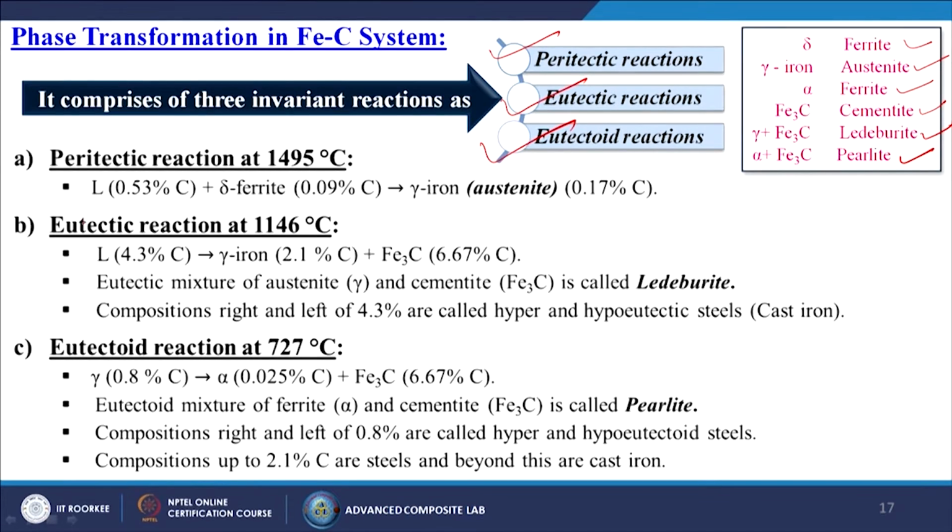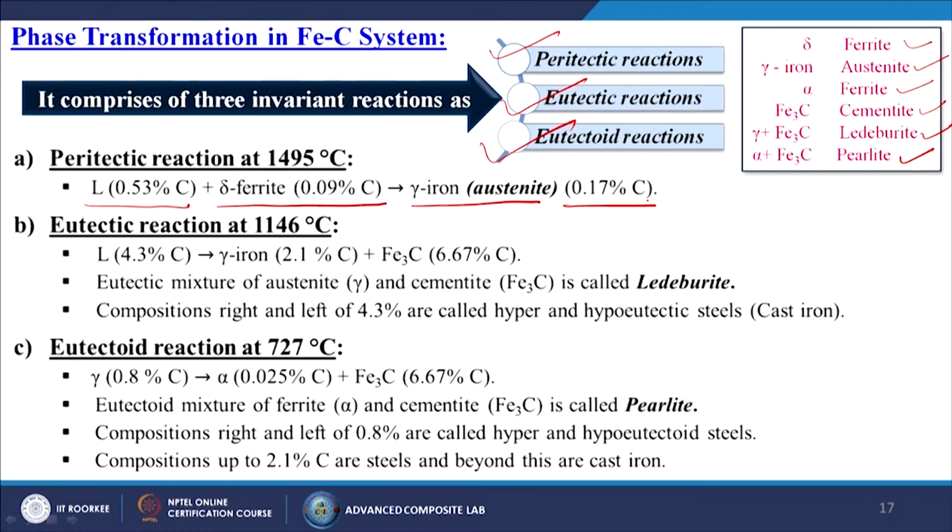What is the peritectic reaction at 1495 degree centigrade? In this case, liquid with 0.53% C plus delta ferrite with 0.09% of C converts into gamma iron, austenite, which has 0.17% of C.